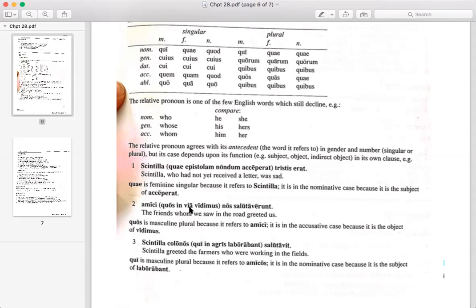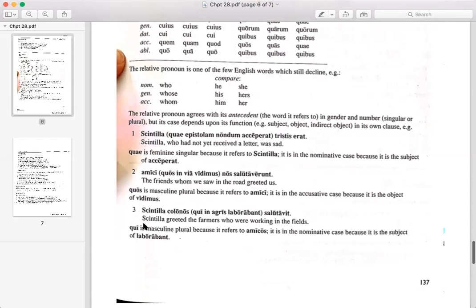It's going to be accusative because it's receiving the action of being seen. So the friends whom we saw in the road greeted us. So if you wanted to do that as an independent sentence, you could say, we saw the friends in the road. And that's a way to figure out what the case of your relative pronoun needs to be. Quos is masculine plural because it refers to amici. It is in the accusative case because it is the object of vidimus.